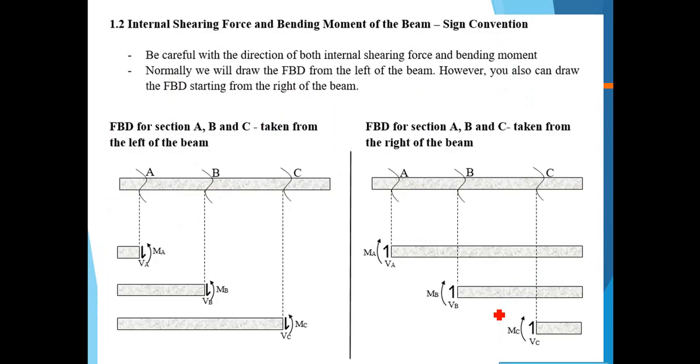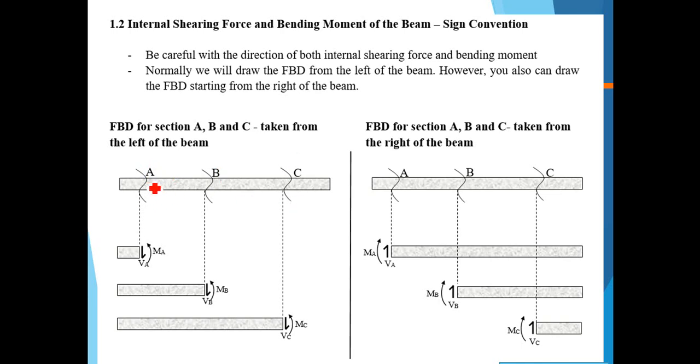Alright, so now, internal shear force and bending moment diagram, and the sign convention. In order to analyze the beam, we do sectioning, in order to calculate the internal shear force and also the internal bending moment. So we have to do the sectioning.